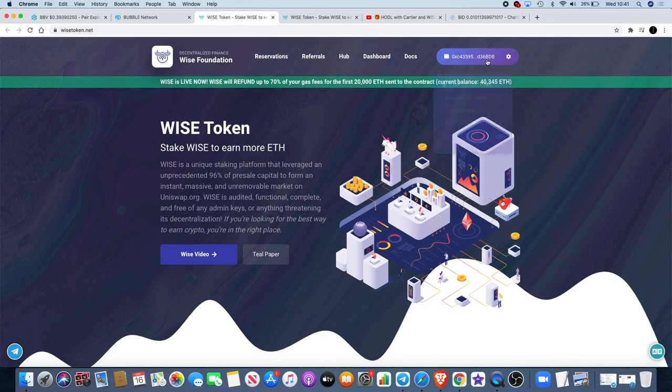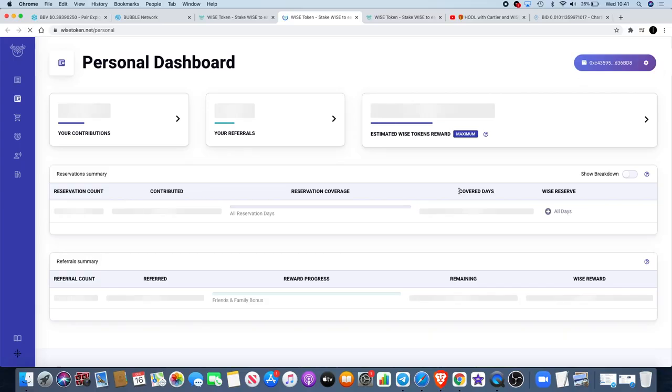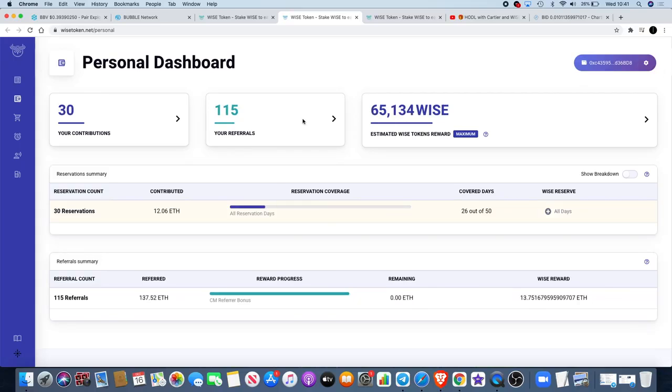I'll just update you as well with how much I've actually referred, because the best way to earn more Wise tokens right now is to refer people. I've referred 115 referrals, and I have referred 137.5 Ethereum. So my Wise reward will be 13.75 Ethereum. Now, you only get the 10% reward if you refer more than 50 Ethereum. If you do refer 1 Ethereum at least, you get 0.05 Ethereum, which works out to about $30. I keep saying that, right? So there is incentive to do that.